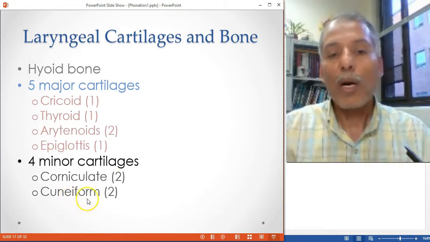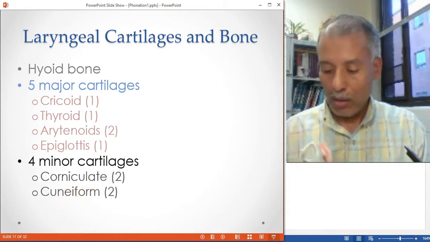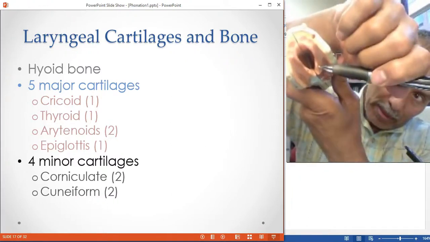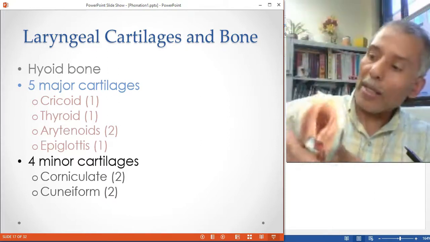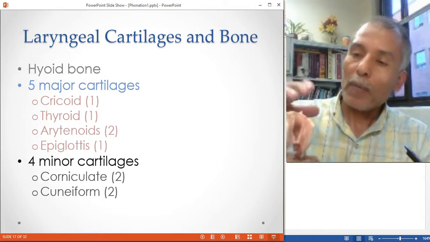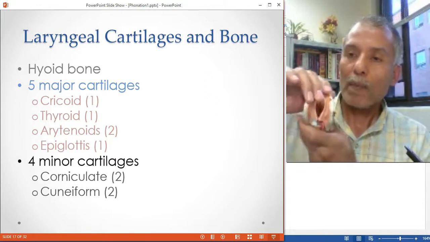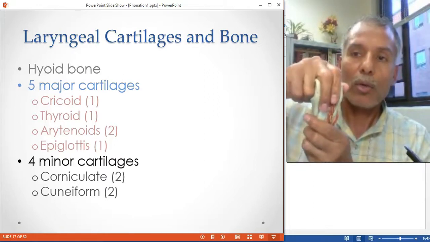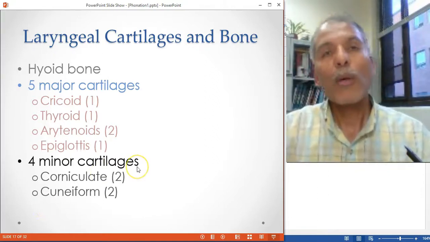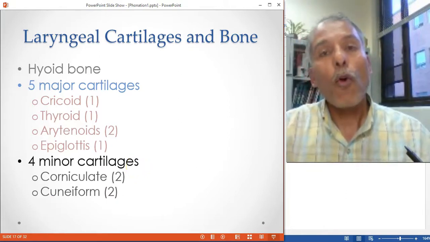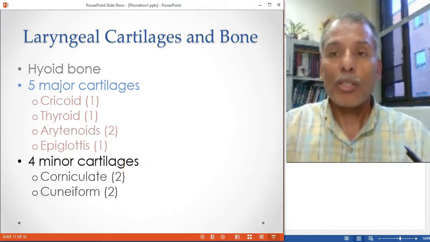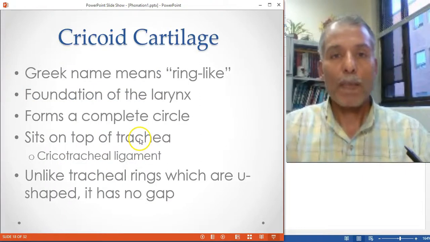And then the cuneiform cartilages, you can see these little bulges here, covering here. This is one cuneiform cartilage. And so when that leaf-shaped cartilage, the epiglottis, tips down, they help make the closure better and protect the airway, so nothing can drip down. So five major cartilages, four minor ones, and one hyoid bone. These are the structures that make up the skeletal framework of the larynx.